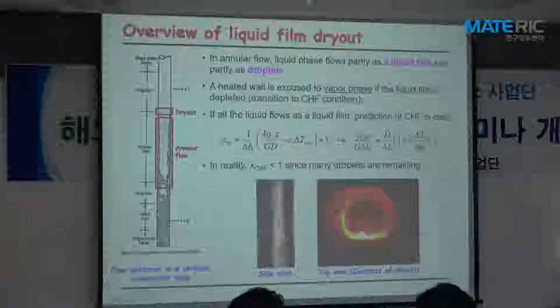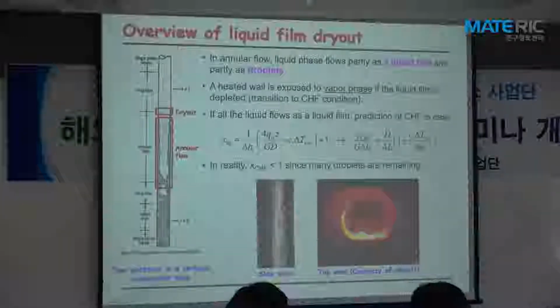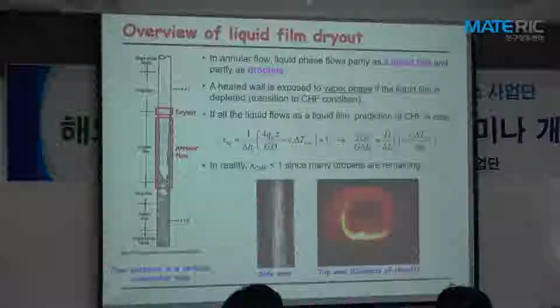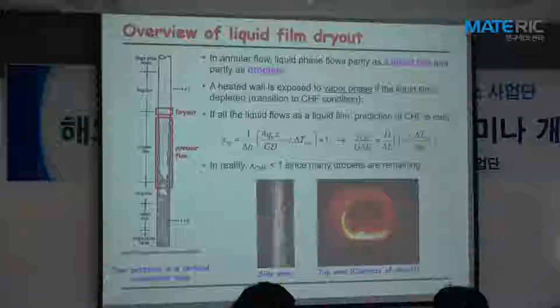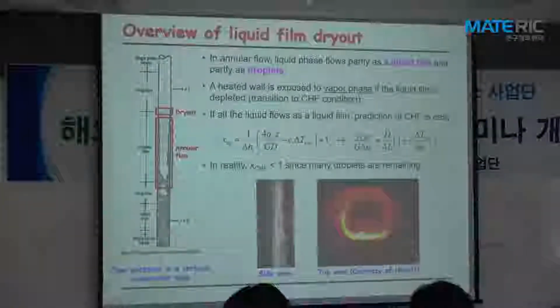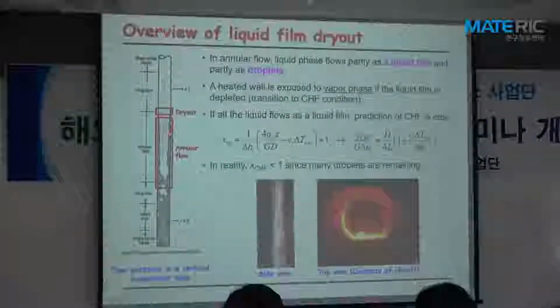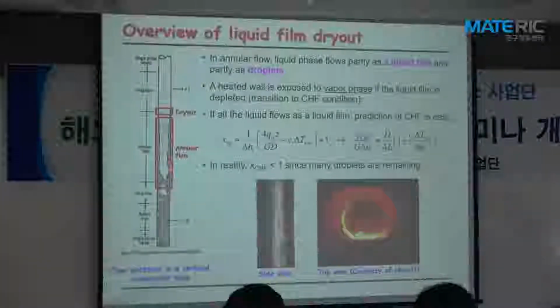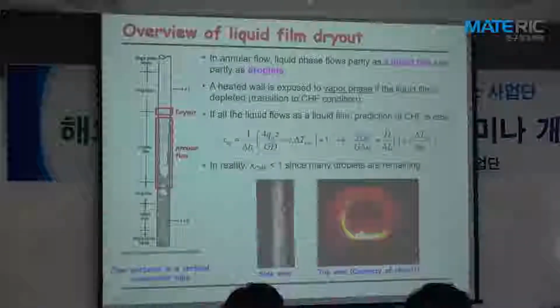And however, in reality, even if the critical quality is less than unity, dryout occurs here. And as you can see, liquid film is depleted here. However, there are still many, many droplets remaining. And in the case of a high pressure situation, it is possible that half of the liquid can flow as droplets. So therefore, how much liquid is flowing in droplets and in the liquid film is very, very important.